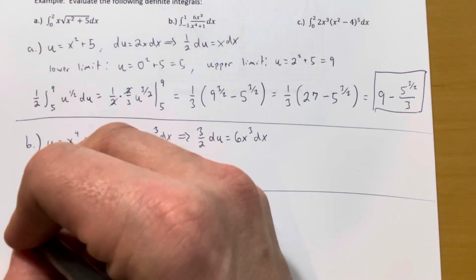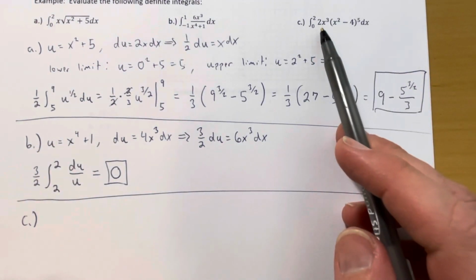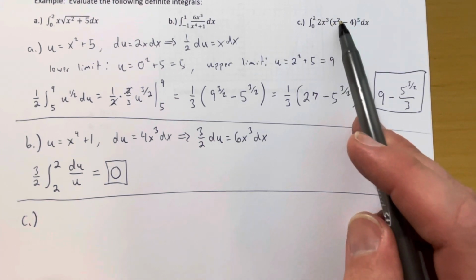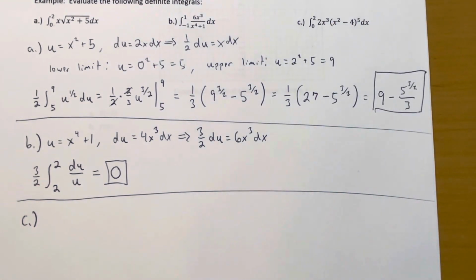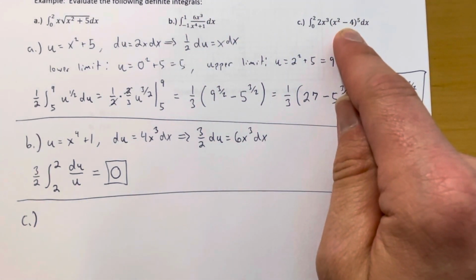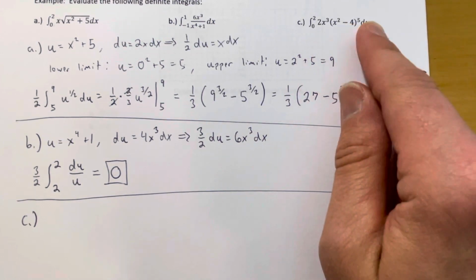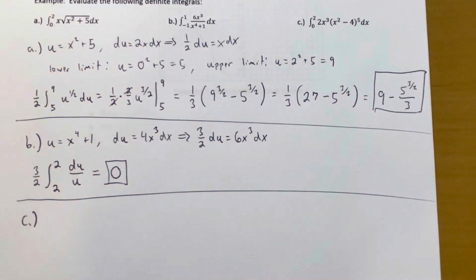Let's try the last one, part C. I'm taking the definite integral from 0 to 2 of 2x cubed times the quantity x squared minus 4 to the 5th power dx. This problem I could do by expanding that out, and I would get a 10th degree polynomial, and then I would multiply everything in that 10th degree polynomial by 2x cubed, which would give me a 13th degree polynomial, and that would be horrendous because I would have a gajillion terms that I have to deal with. Just multiplying that thing out would be a beast. I don't want to do all that.